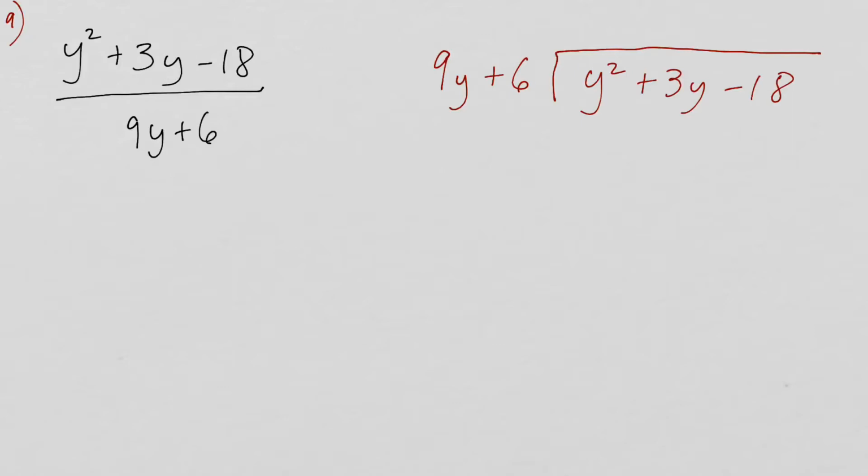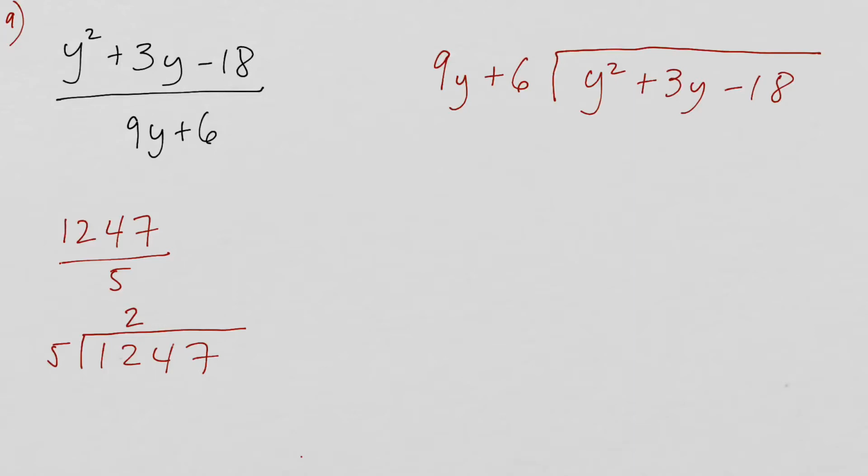So if I had something like, say, 1247 divided by 5. The way I divide this out is I put the 5 into 1247. And then I'd say, okay, 5 goes into 12 two times. And then I'll take this 2 once I have it, and I'll multiply by this 5, and I'll get 10. And then I subtract, and I get 2. After I subtract, I'll drop down the 4. 5 goes into 24 4 times.